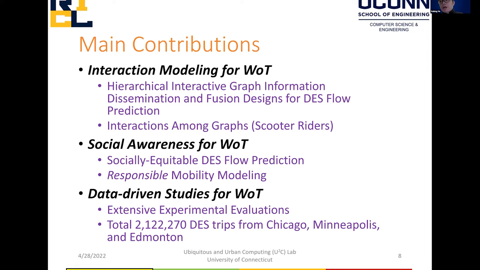The second part is that we try to raise social awareness for the WOT services. We aim at realizing socially equitable DS flow predictions in order to realize so-called responsible mobility modeling, just like what we heard from the keynote speakers this morning. We propose a data-driven study for the WOT, conducting extensive experimental evaluations with more than 2 million rides from 3 metropolitan cities in North America. Of course, in the future, we will try to conduct data analytics in cities from Europe and other countries as well.